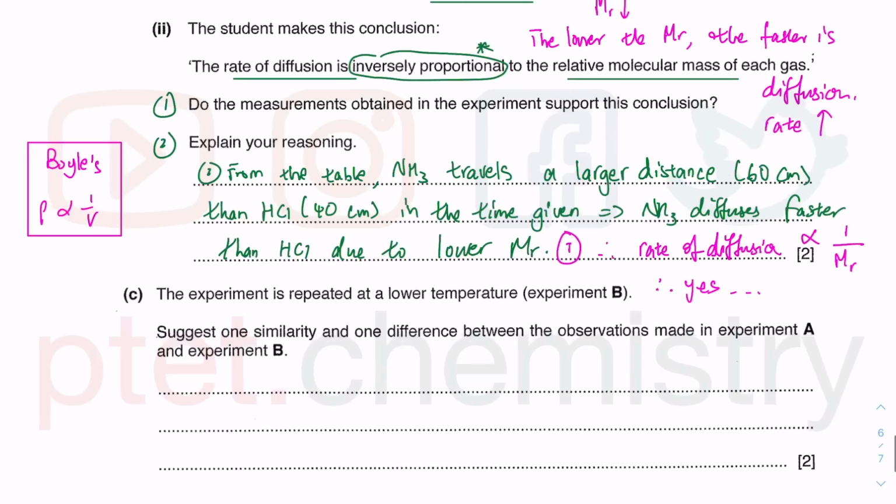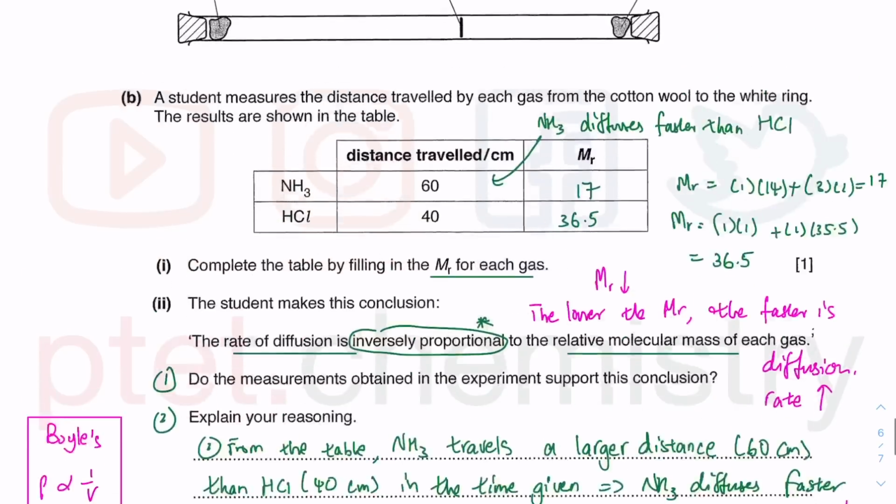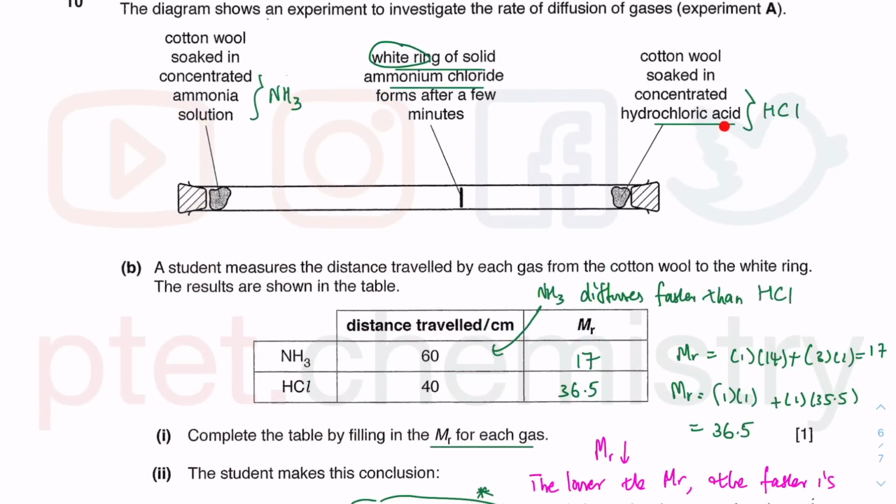So this is the last question, part C in this work. When you repeat the whole thing at lower temperature, so this is temperature and rate of diffusion. So how fast things can diffuse based on temperature. So one similarity, there's number 1, and one difference, there's number 2, between the observations made. So in both experiments, you are still going to react NH3 and HCl, so you will still see a white ring. So definitely you will still see a white ring, there's similarity.